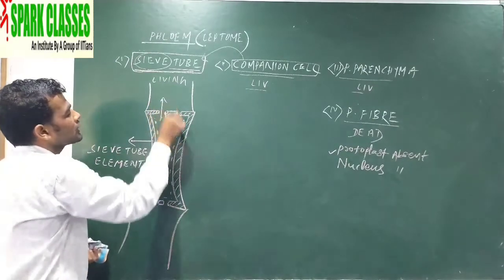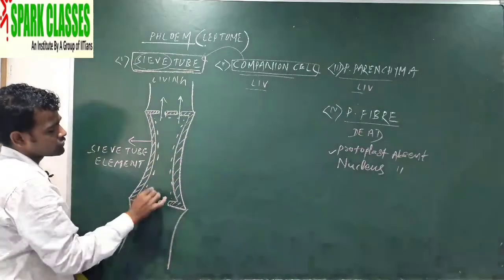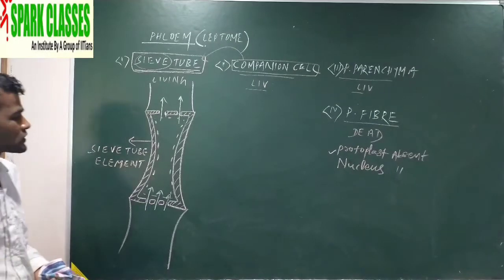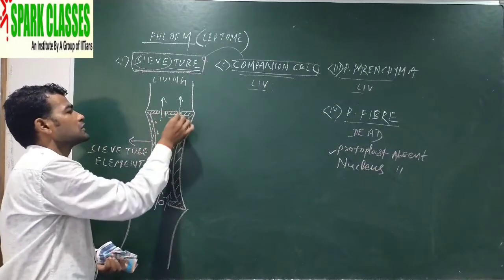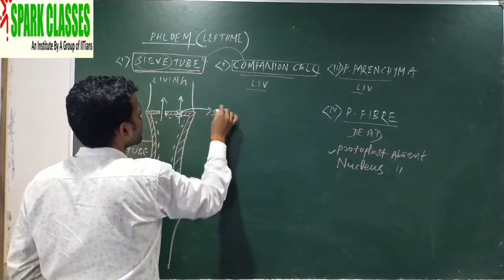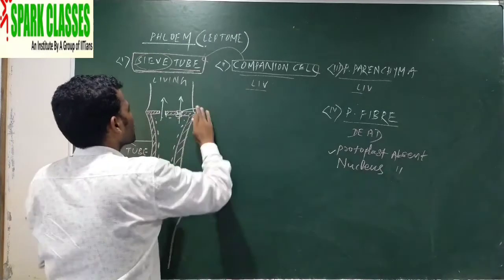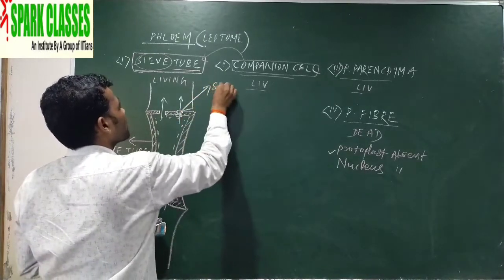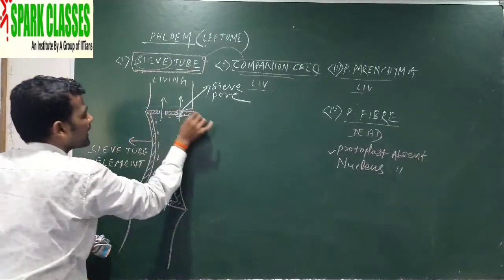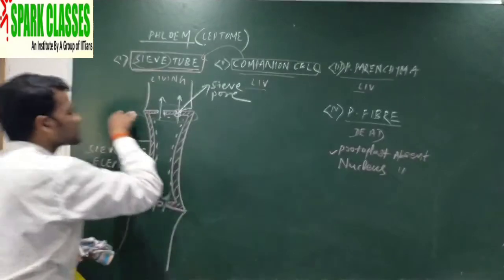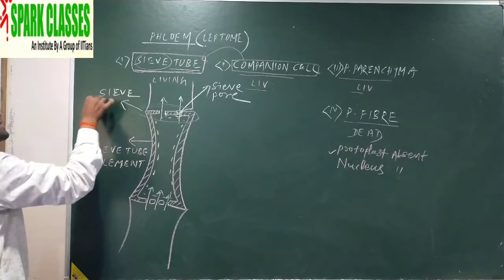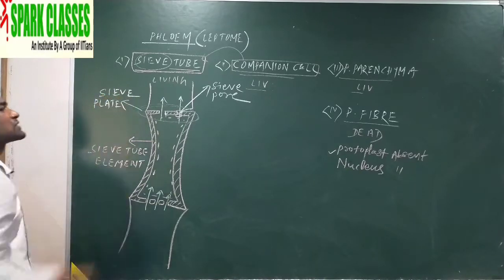One sieve tube is connected to another sieve tube, just like one vessel is connected to another vessel by perforation pores. These pores are called sieve pores. And this complete end plate is called a sieve plate.